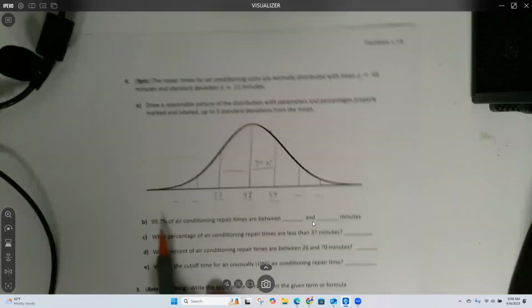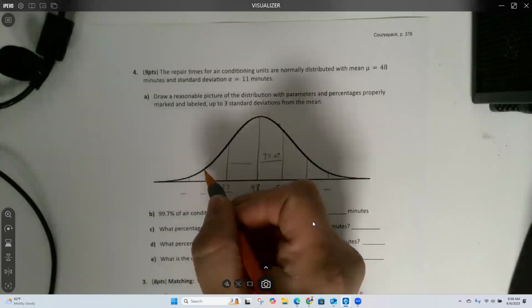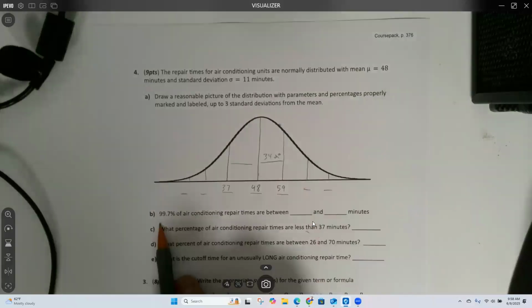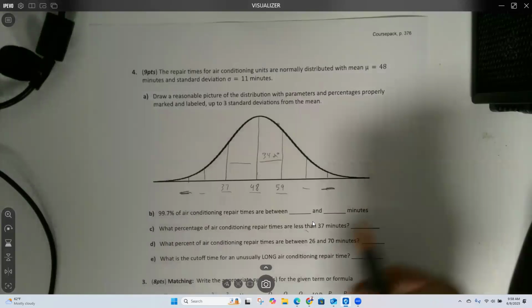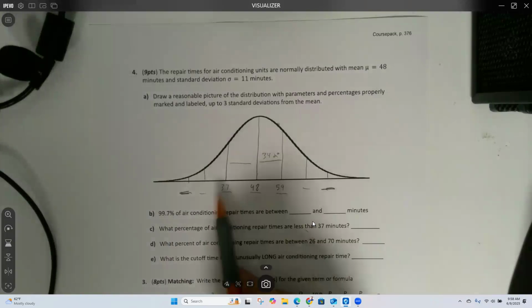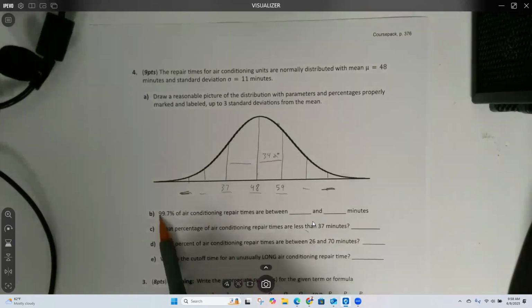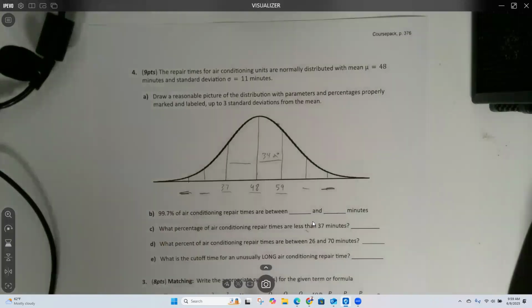For this one, 99.7% of air conditioning repair times are between 1 and 1. So 95% would be 2 standard deviations away. 99.7 is 3 standard deviations away. So whatever number you have in your third one, and whatever number you have here, those are the numbers you're putting in this spot. Those are the numbers we're going to want to remember: 99.7 is 3 standard deviations, 95% is 2 standard deviations. You guys should be able to do that one.